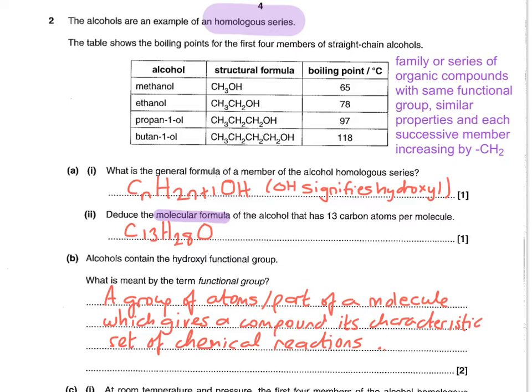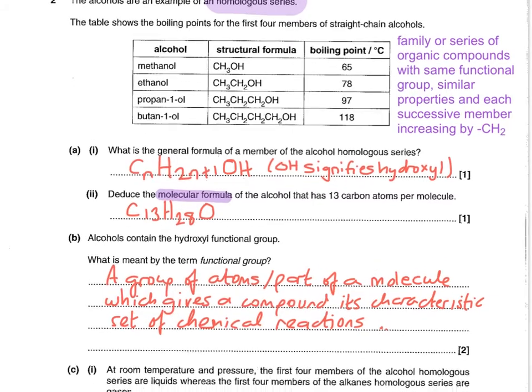So a functional group is a group of atoms or part of a molecule that gives a compound its chemistry, or its characteristic set of chemical reactions that set it apart from other types of functional groups. So let's bring the page down a bit.